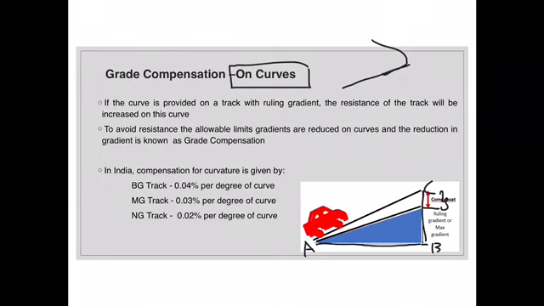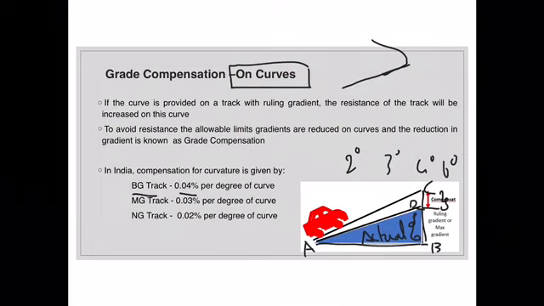That depends upon the type of the track. For the BG track, we need to reduce the gradient by 0.04 percent for every degree of the curve. The curve may be 2 degree, 3 degree, 4 degree, 6 degree, it can be anything. But the grade compensation given by the standards is for every 1 degree of the curve, how much needs to be reduced.